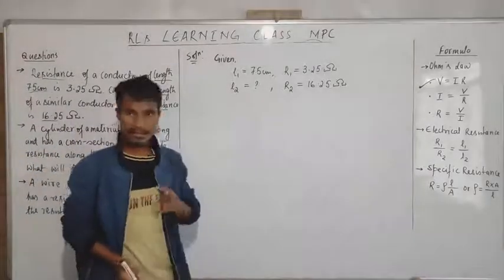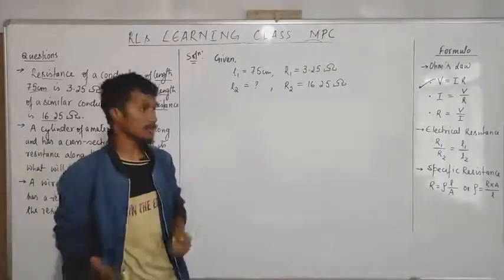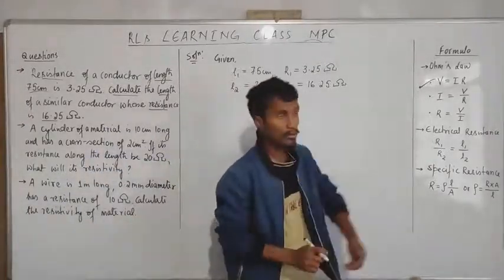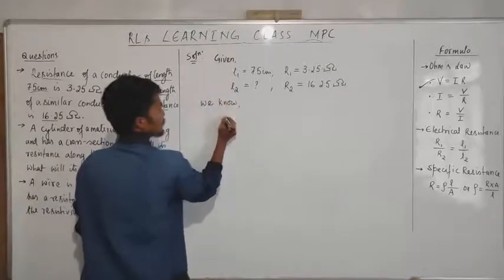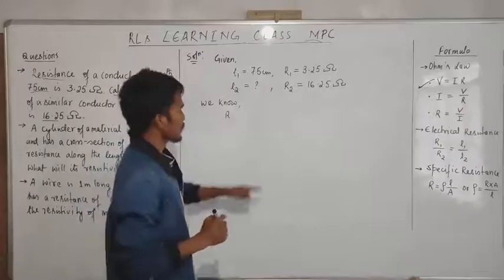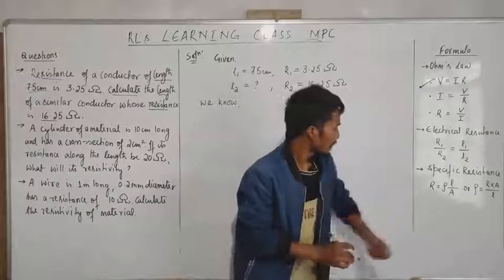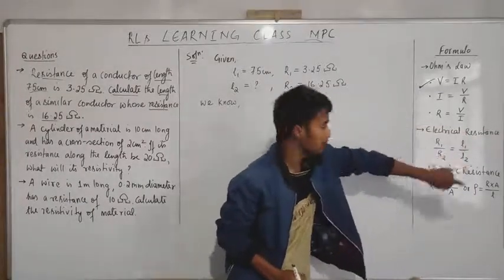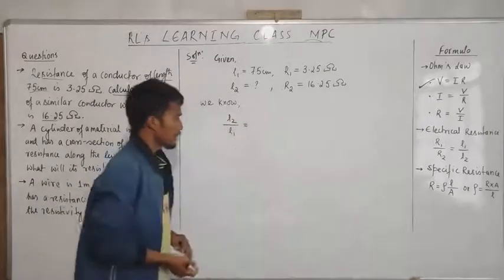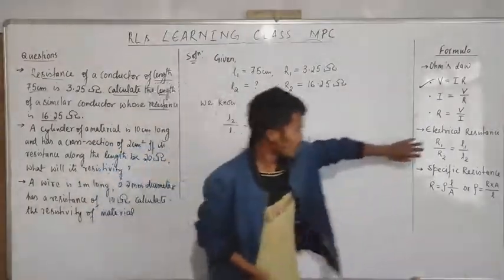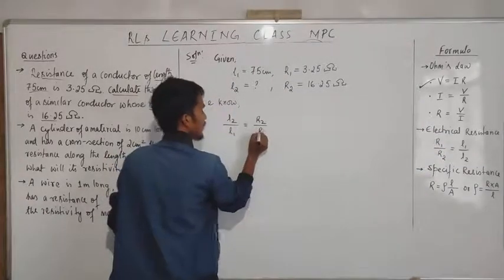L. They gave two resistances and one length of conductor, and the second length is not given. Then we will use this formula. We need to find L2. Okay, then write like this. I will interchange this formula somehow. I'll write L2 up, L1 down, so L2 over L1 is equal to. Then if L2 and L1 are interchanged, R1 and R2 also interchange. Then R2 I'll write up, then R2 over R1.